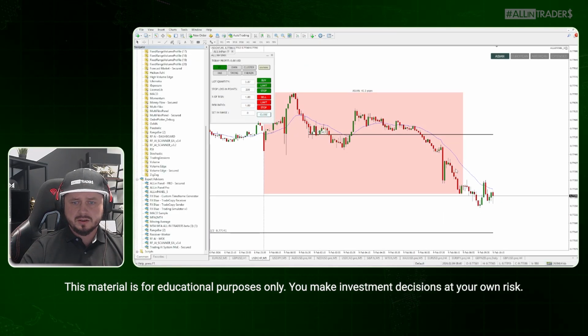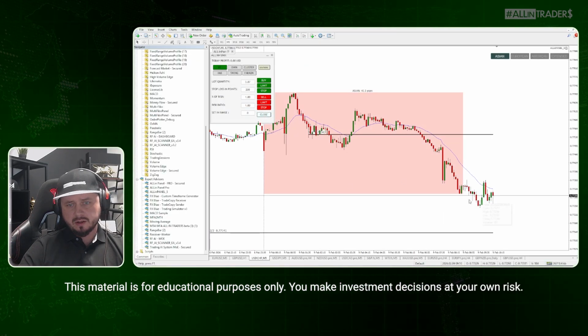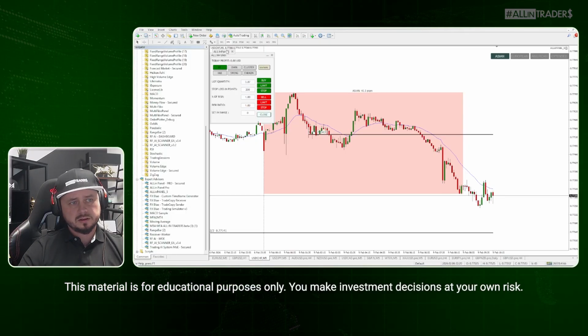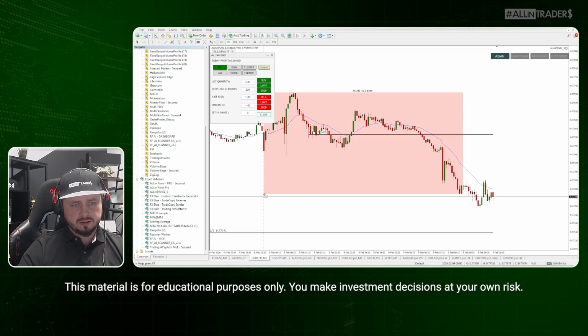Let's have a look at the Asian session, guys. We are in a liquidity zone at this moment. There was a small reaction. Okay, I'm going to mark that on the chart.